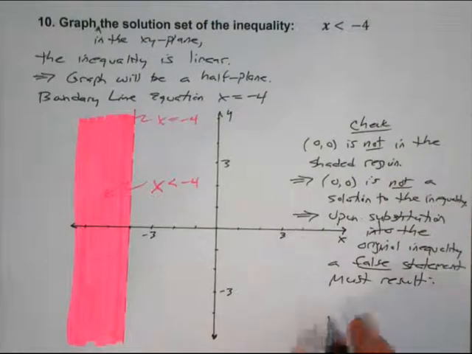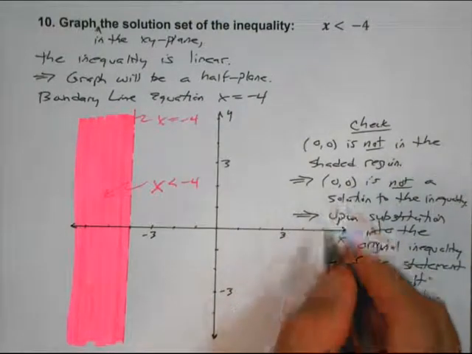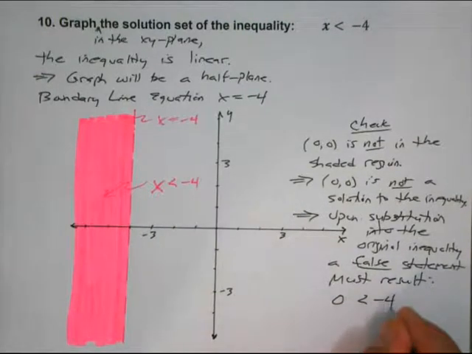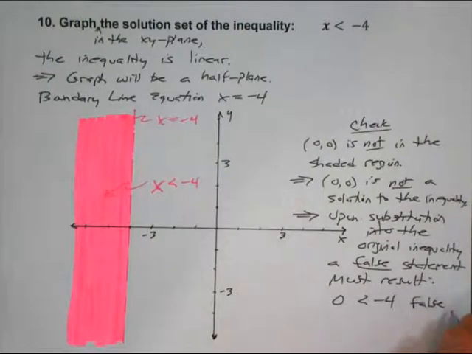See what happens. 0 for x, 0 for y. Only x is in the inequality, so 0 less than negative 4, well, that's false. Okay, and that's just what we wanted to see happen, because 0, 0 is not a solution. It should give a false statement. It does. Looks good.